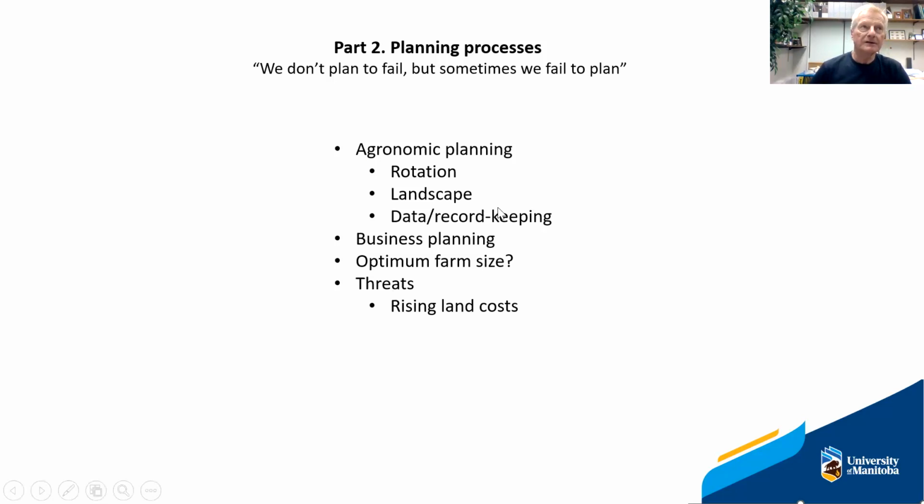In the chapter that accompanies these videos, I have broken up the planning into agronomic planning, so that's rotation, landscape planning, and then an emphasis on data and record keeping. I've also have a section on business planning, and then some threats or, for me, interesting phenomena. One is on the question of optimum farm size. And the other one is, what is the threat of rising land costs to the way we plan organic agriculture?